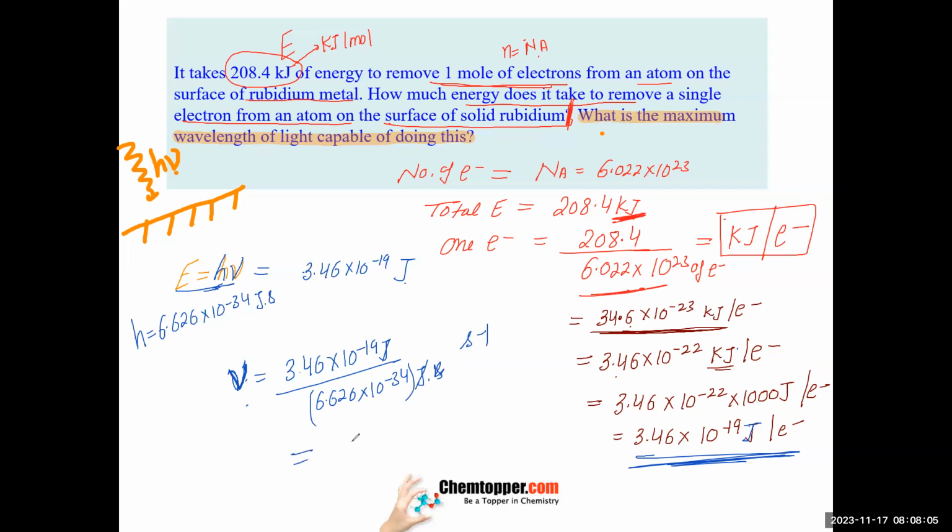What is the answer? Yeah, we can do that. Once you get the frequency, then frequency is equal to C over lambda. You can rearrange that, so lambda is equal to C over frequency. So I need frequency, right?